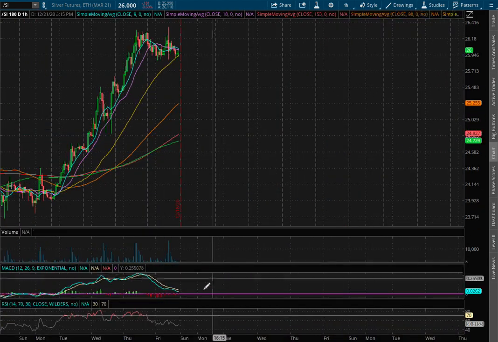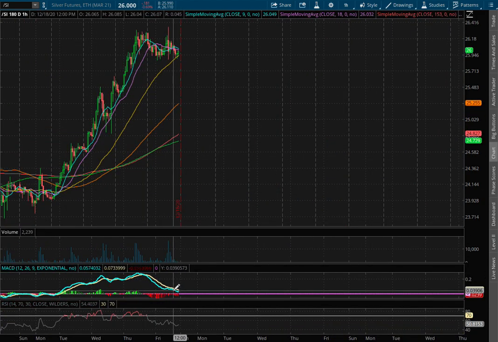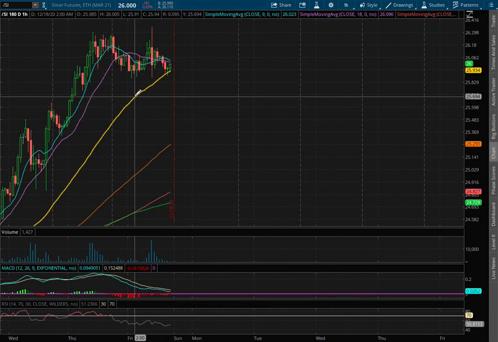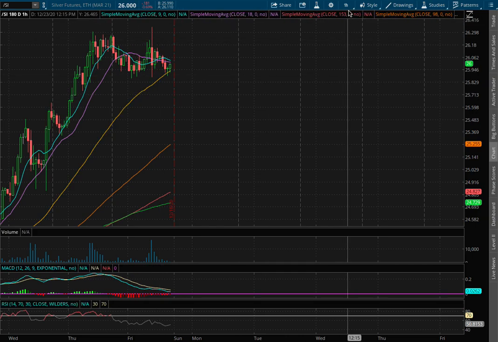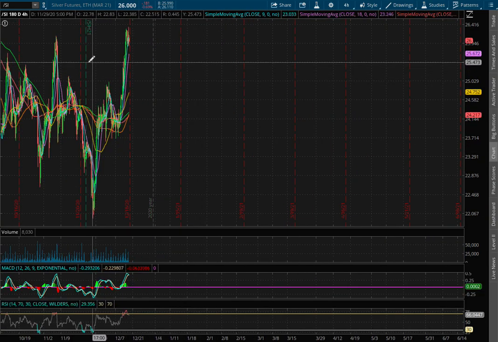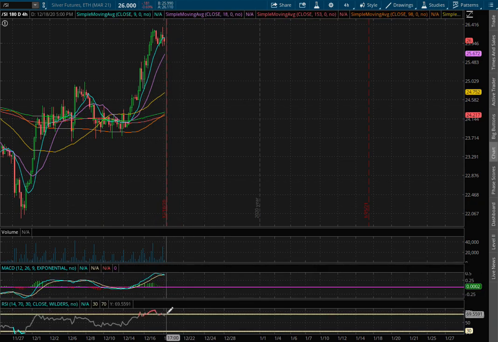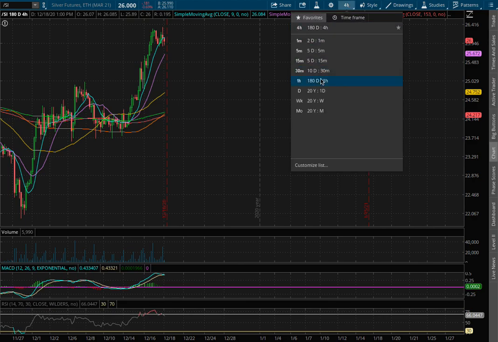We still remain in positive MACD, but we're heading into negative MACD territory, and we're off of overbought levels with the RSI. We're resting right along the 50 moving average, this yellow line, at the price of $25.93. As we extend that to the 4 hour chart, we still remain in positive MACD, seeing signs of a divergence there, and we're still near overbought levels with the RSI.